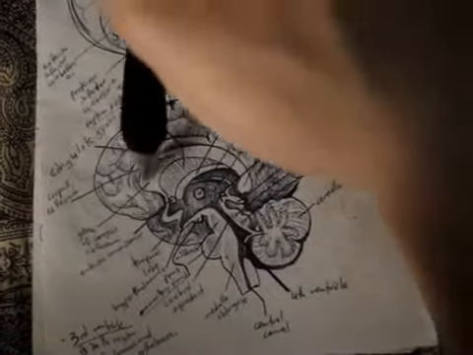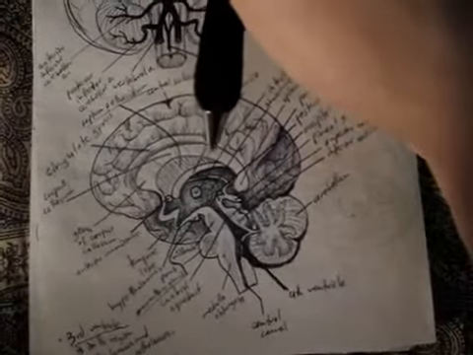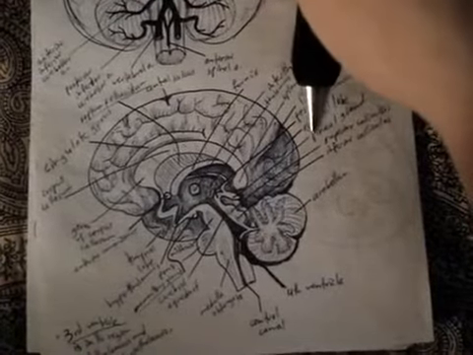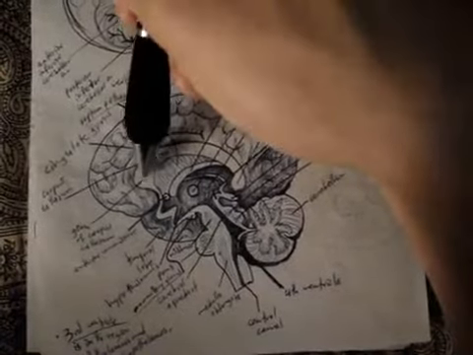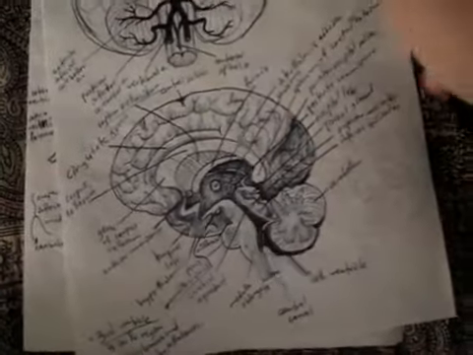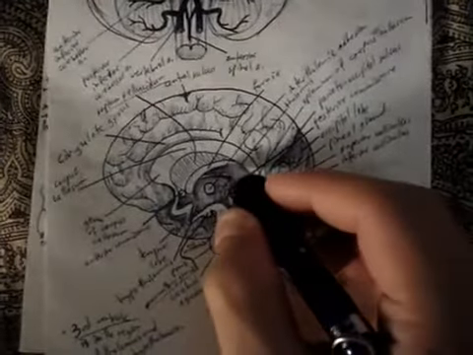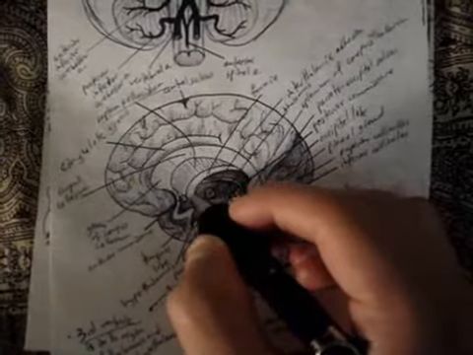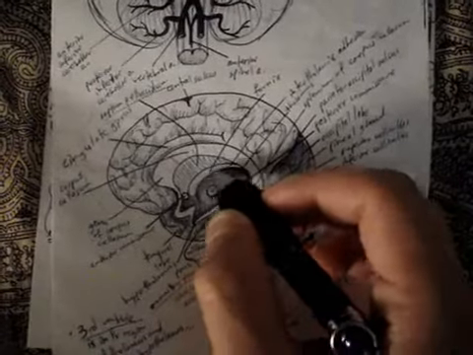The corpus callosum is a bundle of axons that connect the left and right hemispheres of the brain. So the two halves of the brain communicate with each other via the corpus callosum. Next, you see something here coming from the corpus callosum down. It doesn't really come from the corpus callosum, but it seems like that.